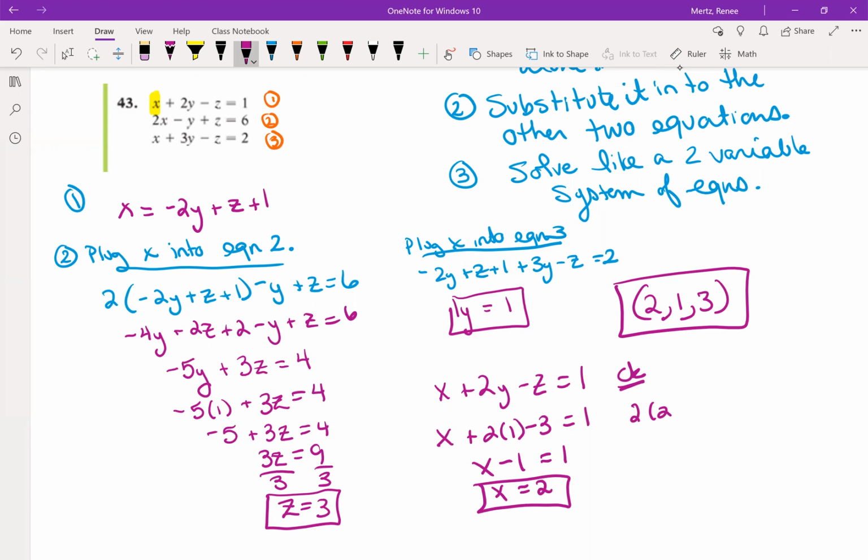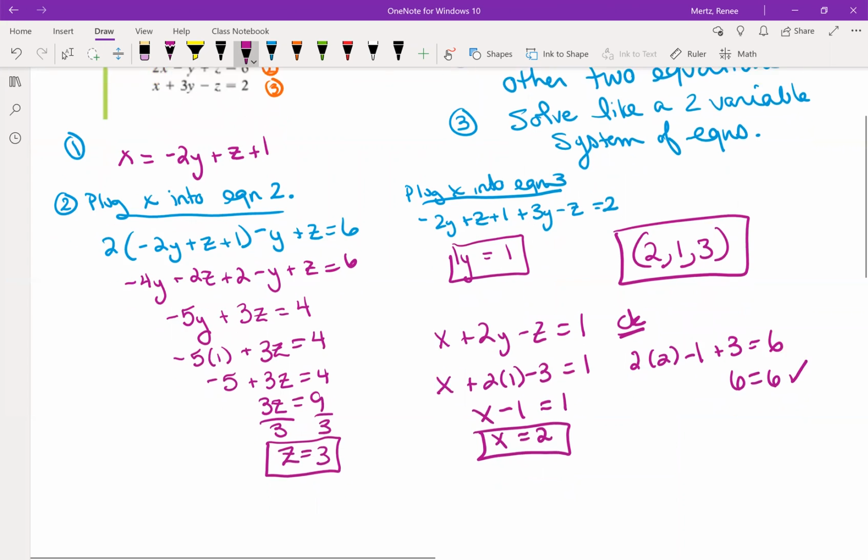So I have 2 times 2 minus 1 plus 3 equals 6. 4 minus 1 is 3, plus 3 is 6. It works out. You could have checked into the other one. 2 plus 3 is 5, minus 3 is 2. So it would work in either one. So I apologize about the error. Hopefully you get the gist of it. This one actually worked out a little bit easier.